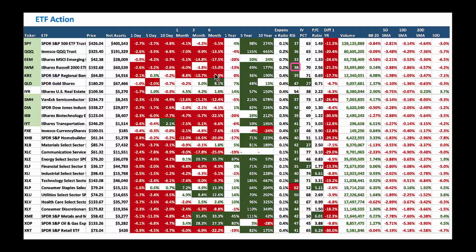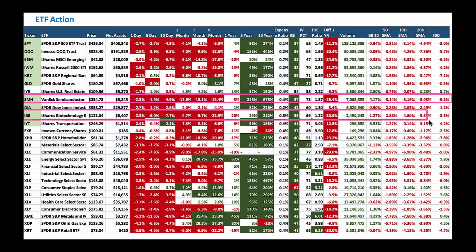And you got a few more here. I love SMH also, semiconductor ETFs. It's been crashing. You could go way below current price and get some good money. And then you got a few more here. DIA is a good one. I love to sell it on IBB also. It's also a good one. And also we got XBI. That's also a great one to sell put options.